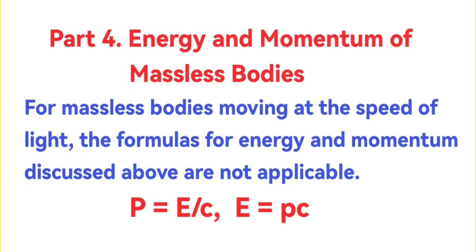Part 4. Energy and momentum of massless bodies. For massless bodies moving at the speed of light, the formulas for energy and momentum discussed above are not applicable. Since, obviously, in the case of zero rest mass, these formulas yield zero values for energy and momentum.